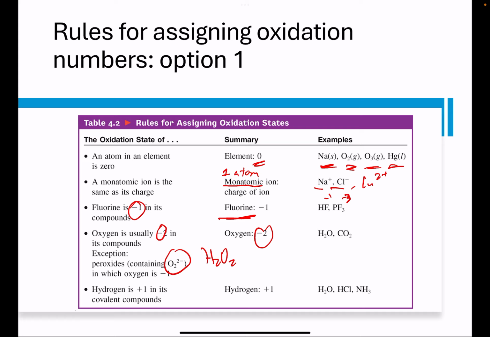Hydrogen is +1 in its covalent compounds. So I was looking at this like, well, CH4, why is the oxidation number for carbon what it is? In a covalent compound, hydrogen is going to be treated as +1. And just recall, covalent is always going to be sharing, right? So if they're sharing, then hydrogen isn't really just completely giving up its one electron.